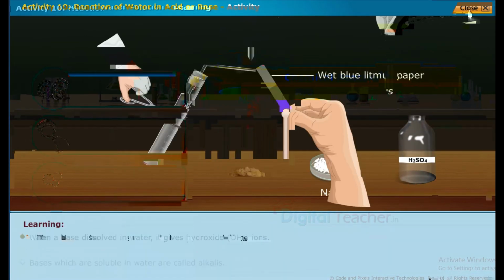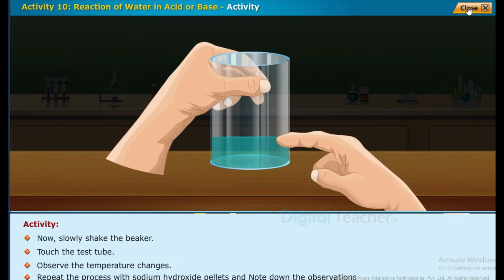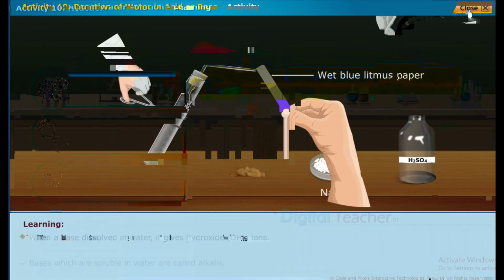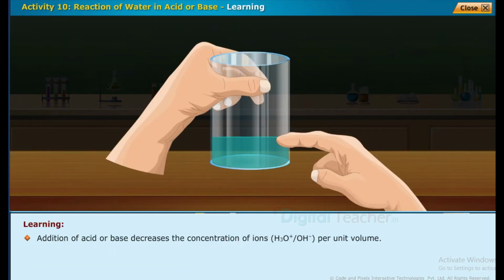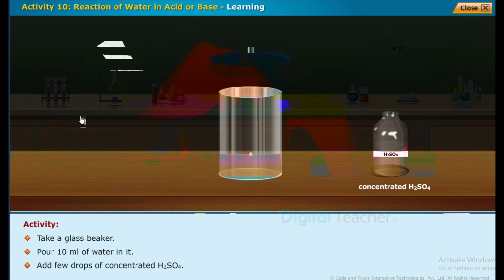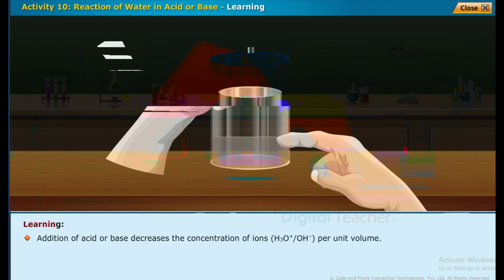Now, slowly shake the beaker. Touch the test tube. Observe the temperature changes. Repeat the process with sodium hydroxide pellets and note down the observations. The temperature of the beaker increases. Addition of water to an acid or base decreases the concentration of ions, H3O+ and OH-, per unit volume. So this procedure is called dilution, and the acid or the base is said to be diluted.